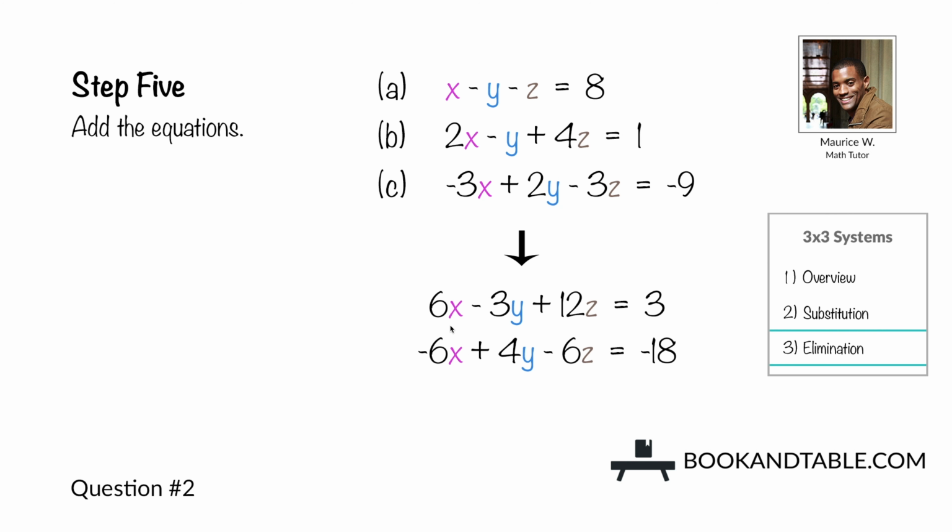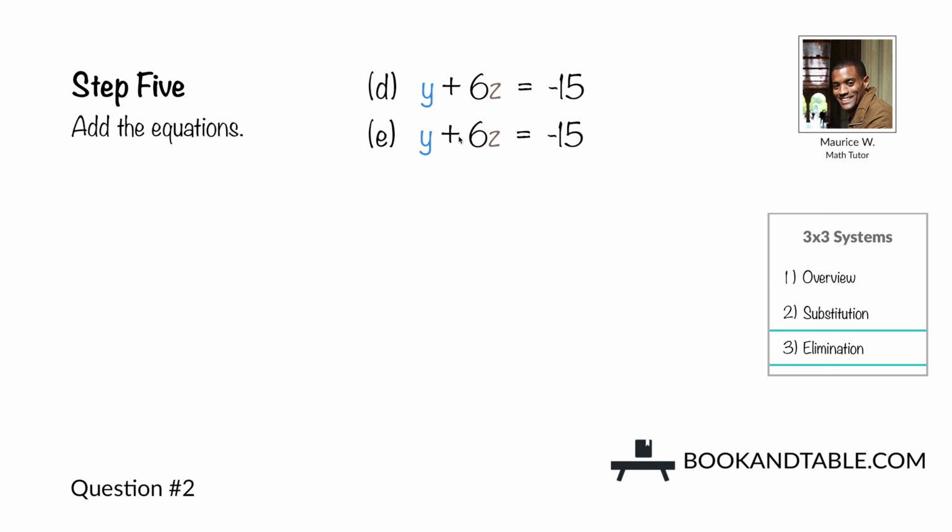That will allow us to eliminate our x variable, leaving us with -3y plus 4y, which is +y. 12z minus 6z is +6z. And 3 minus 18 is -15. So that gives us an equation E of y plus 6z is equal to -15. And that happens to be the same as equation D.